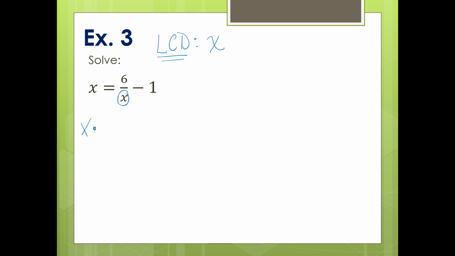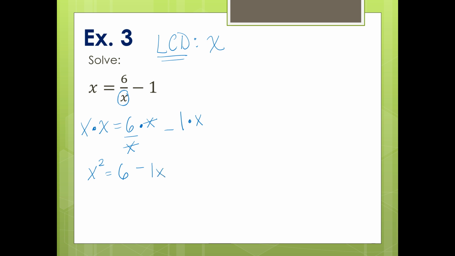So we have x times x equals 6 over x times x minus 1 times x. Okay? So as we go through here, we're going to say x times x, nothing cancels out there. x times x is x squared. Then these cancel out, so we have 6. And then this is just minus 1x.